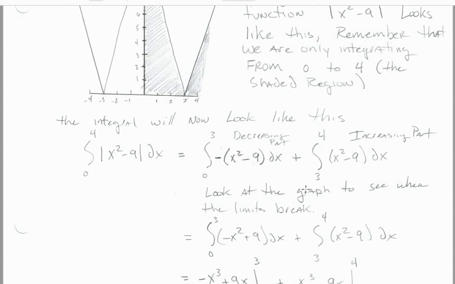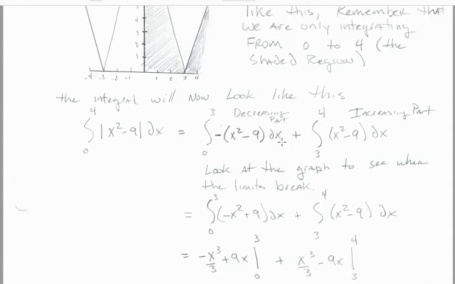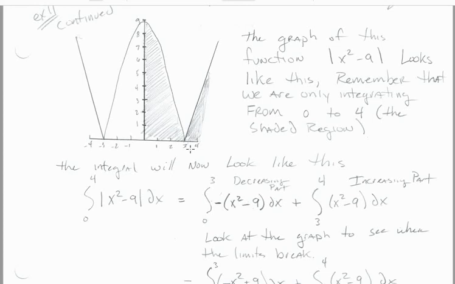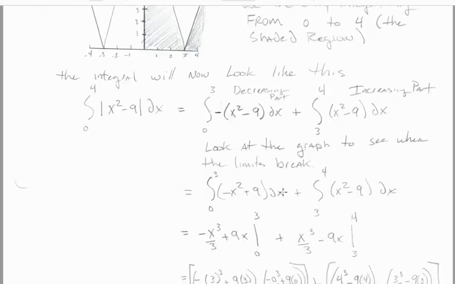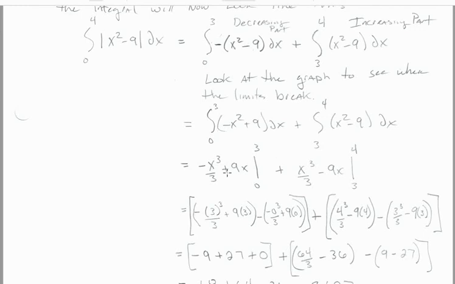Now it's back to basics. That's the hardest part, being able to do this absolute value and breaking it into the two functions that we need, knowing where the roots are. So graph these, that will really help. Now it's just finding the antiderivative and evaluating.